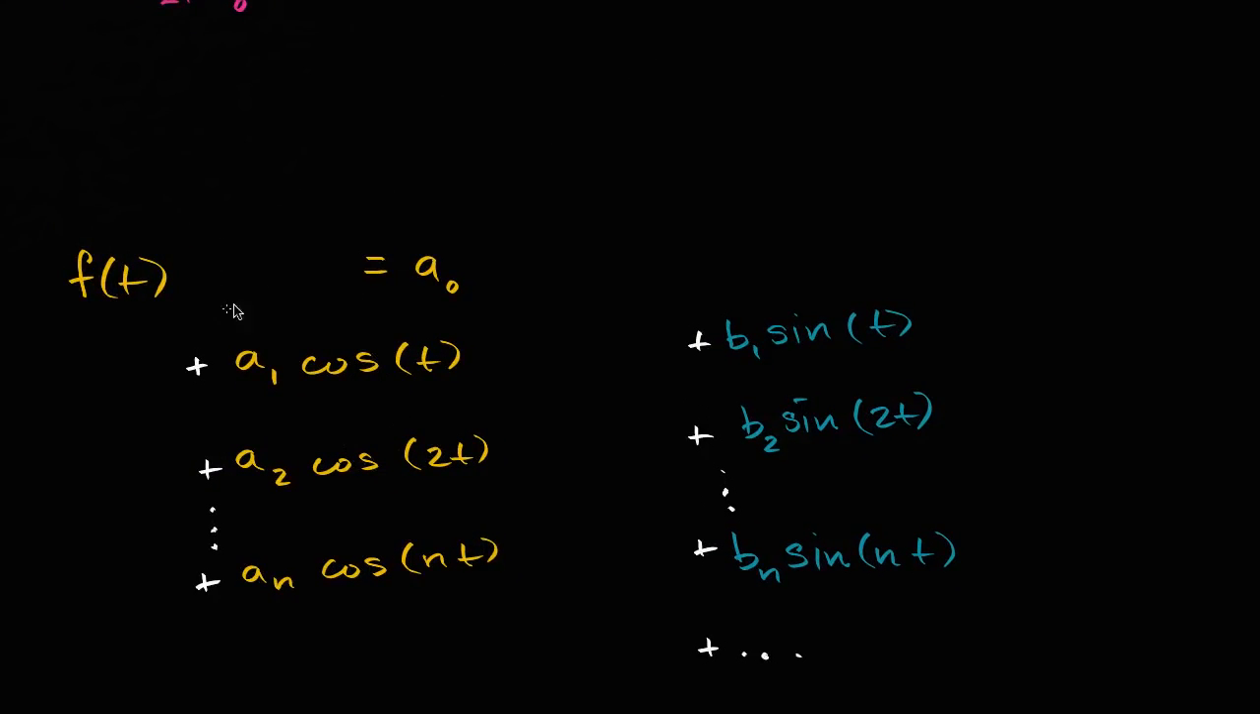To figure out a sub 0, I just took the integral of both sides. What I'm going to do now is multiply both sides of this equation by cosine of nt. So let me do that. On the left-hand side, I'm going to multiply by cosine of nt. And on the right-hand side, if I distribute that cosine of nt, I'm going to multiply every term by cosine nt.